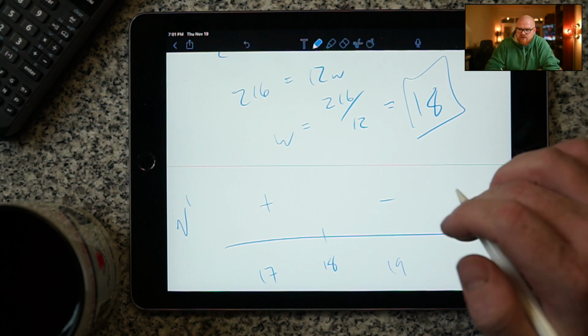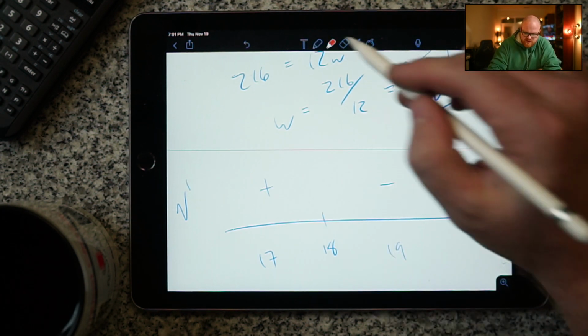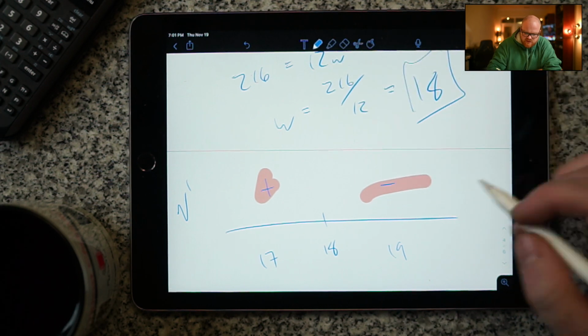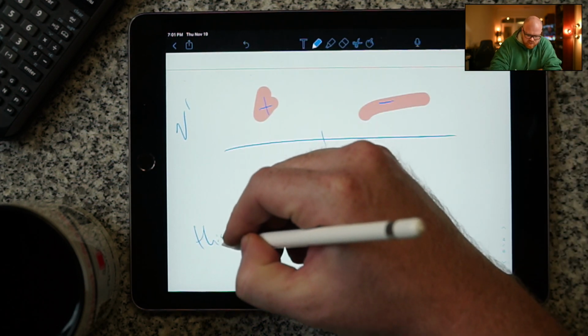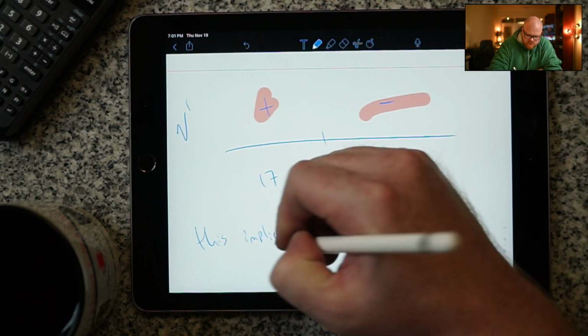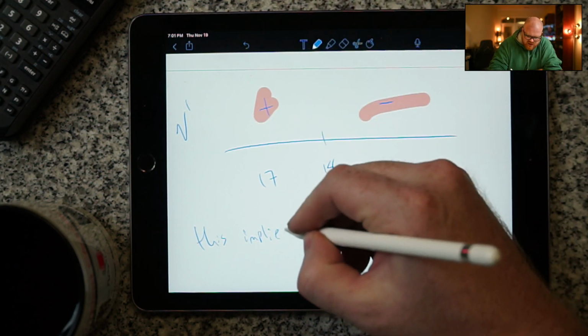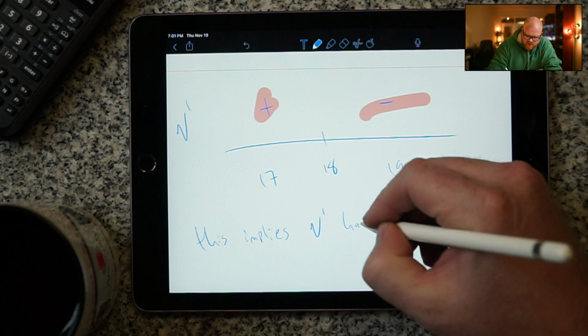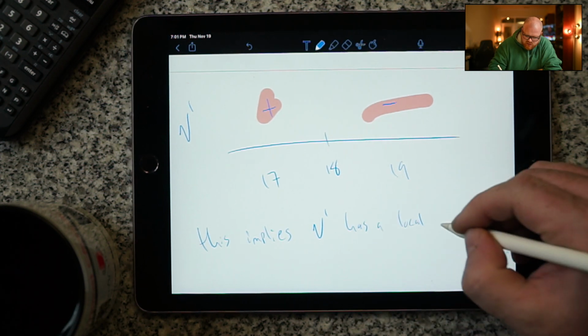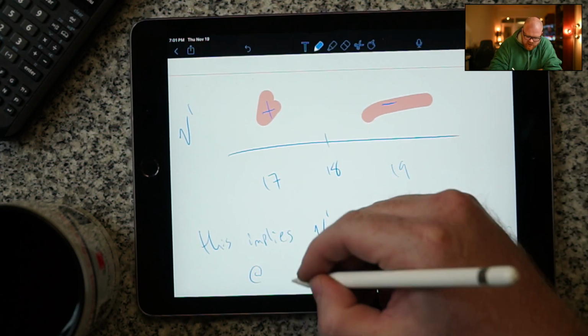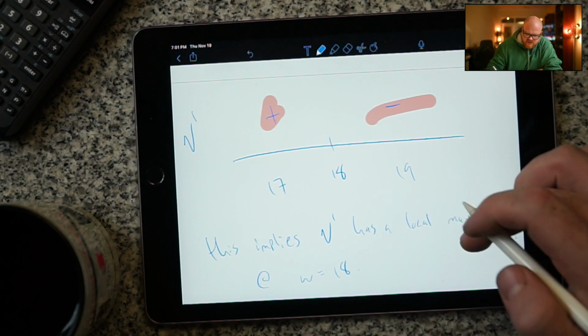Like I said, the numbers are kind of irrelevant. We just really want to see this pattern playing out because this implies there's the max. Let's see, how should we write this? This implies V prime has a local max at W equals 18.